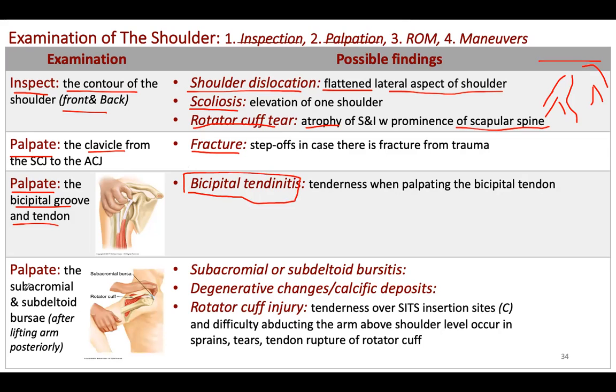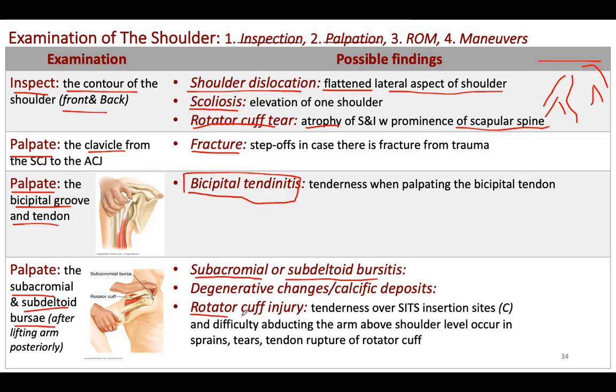Also palpate the subacromial and subdeltoid bursae. Now you know what a bursa is. It's a cyst filled with fluid that separates a tendon from a bone, or two tendons from each other, or sometimes the bone from the skin. So palpate for any bursitis. Inflammation is going to cause tenderness at the anatomical location of this bursa.